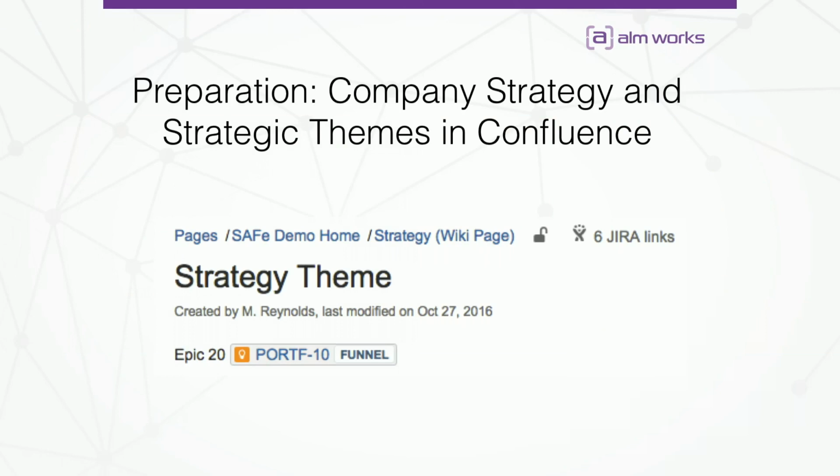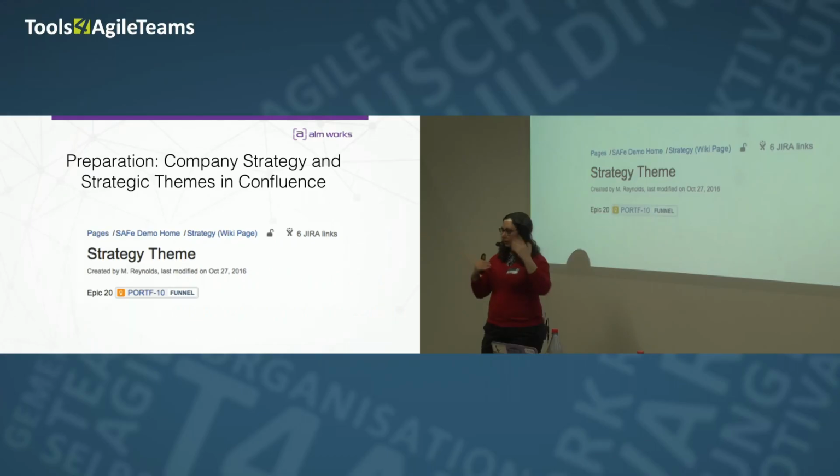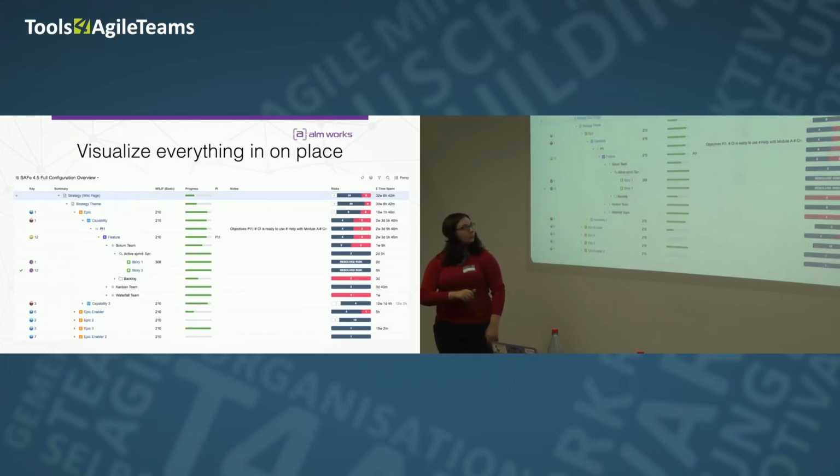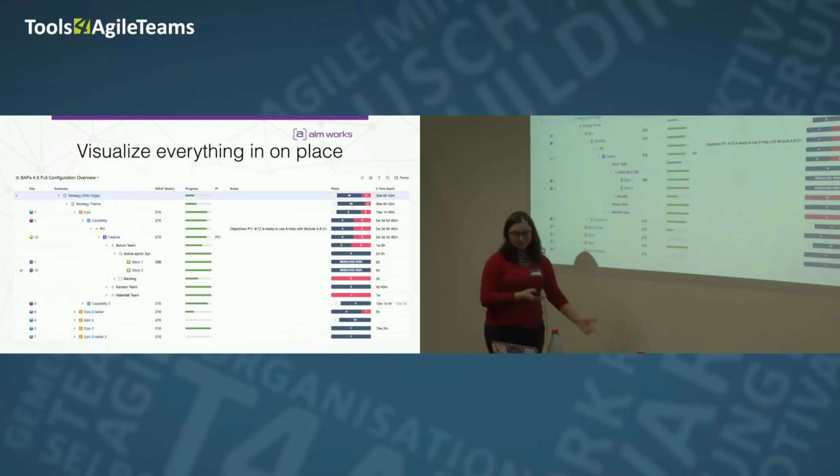If you remember the Scaled Agile picture, it should start with a strategy, and this strategy should be defined as strategic themes. So you can do it in your Confluence. Pretty easy, and you can add links between your Jira issues and your Confluence page. So you can just link your strategic theme and the epic in portfolio level which should implement this theme. So go next, and this is the structure.